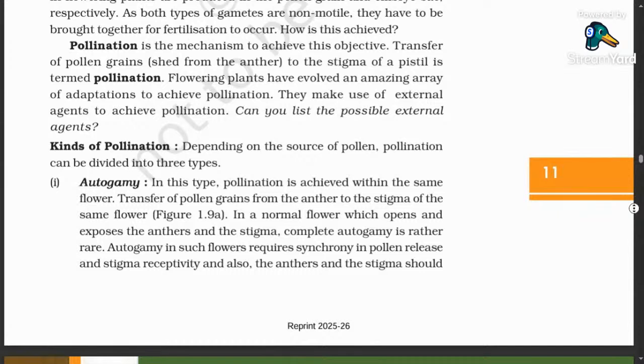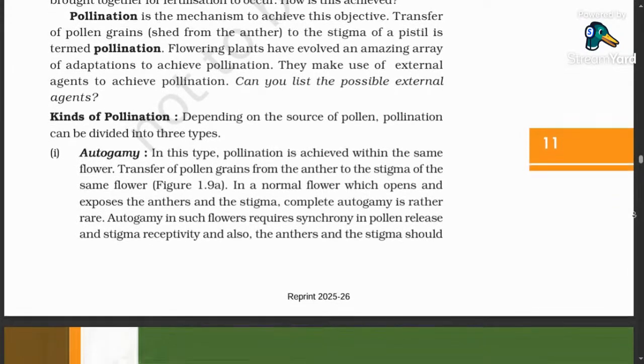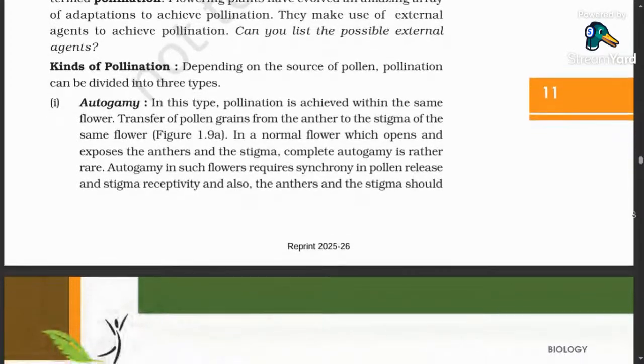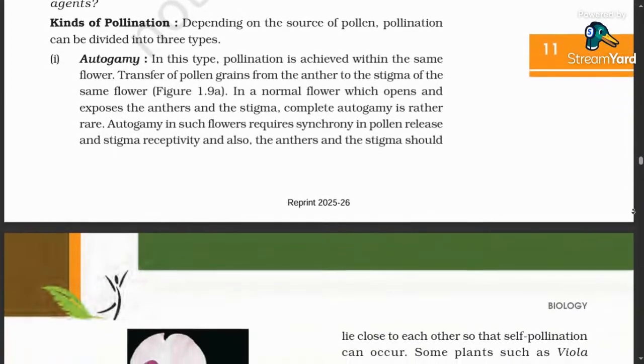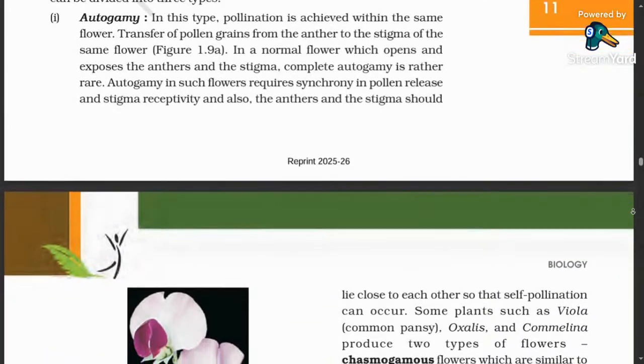Flowering plants have evolved an amazing array of adaptations to achieve pollination. They make use of external agents to achieve pollination. Can you list the possible external agents? Kinds of pollination. Depending on the source of pollen grains, pollination can be divided into three types. Autogamy. In this type, pollination is achieved within the same flower. Pollen grains are transferred from the anther to the stigma of the same flower.